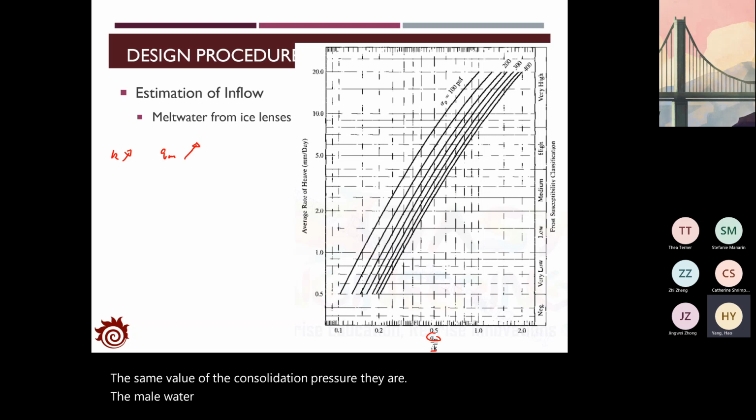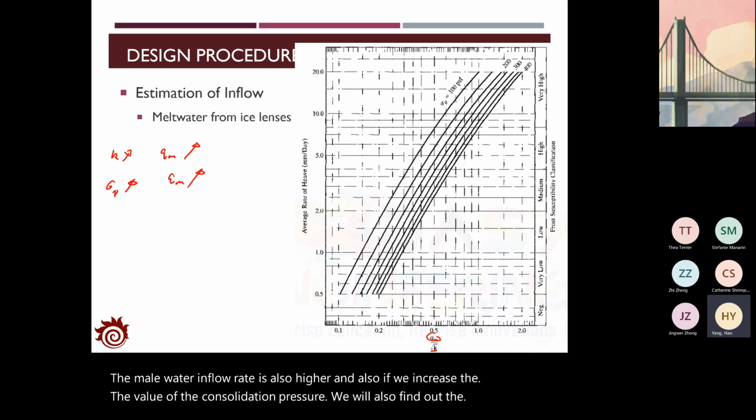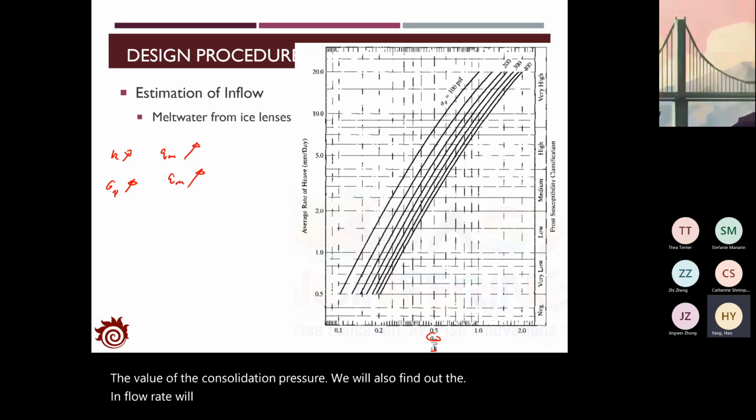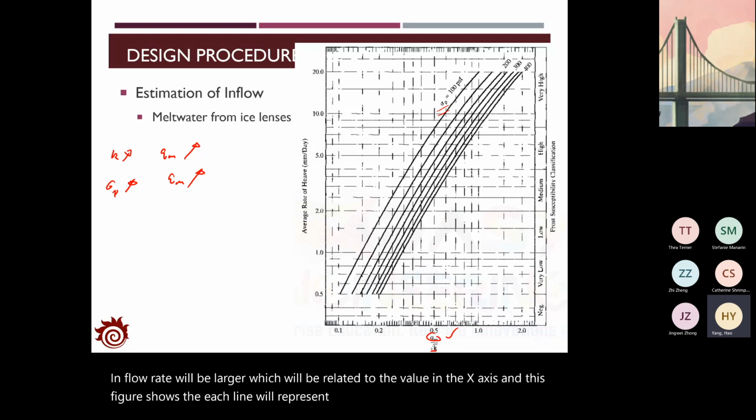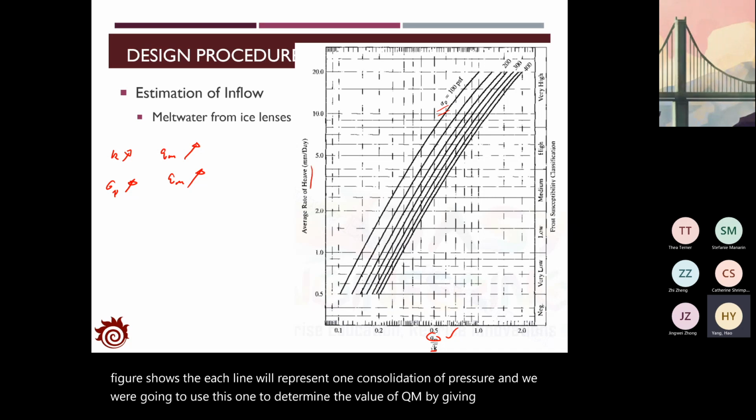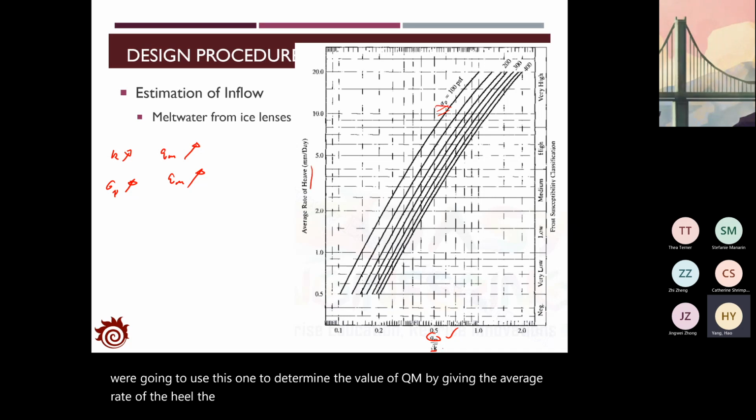the meltwater inflow rate is also higher, and also if we increase the value of the consolidation pressure, we will also find the inflow rate will be larger, which is related to the value on the x-axis. And this figure shows each line represents one consolidation pressure. We're going to use this one to determine the value of QM by giving the average rate of the heave, the consolidation pressure, and the permeability of the subgrade soil.